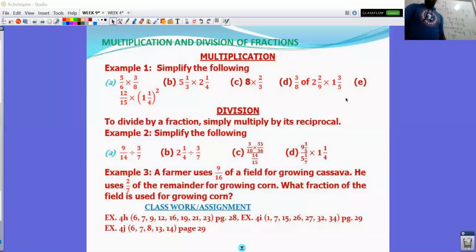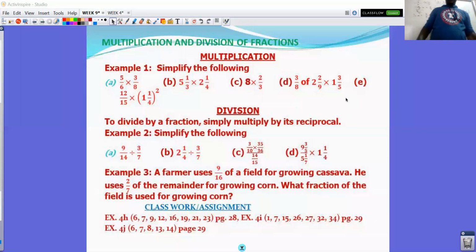So let's write example 3. Example 3 is a word problem. So it's a word problem. The word problem question says a farmer uses 9/16 of a field for growing cassava. He uses 2/5 of the remainder for growing corn. What fraction of the field is used for growing corn?